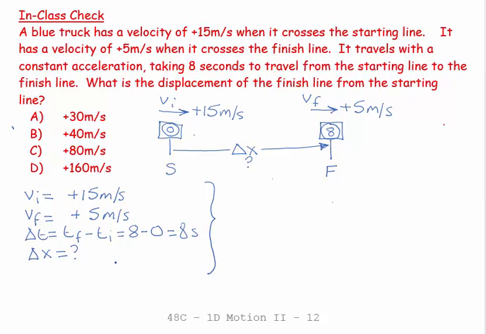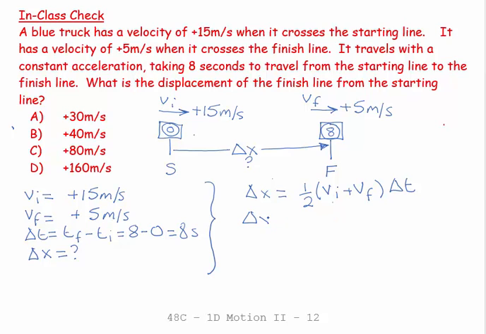So I need to come up with an equation which links these 4 parameters. And the one that comes to mind is delta x equals 1/2 (vi plus vf) delta t. That's basically saying the average velocity times the time.